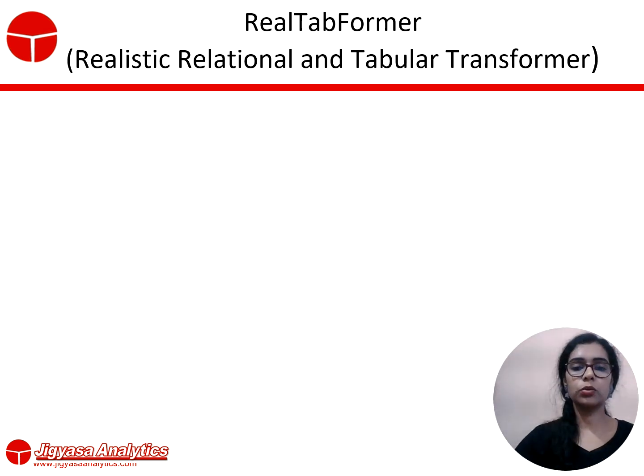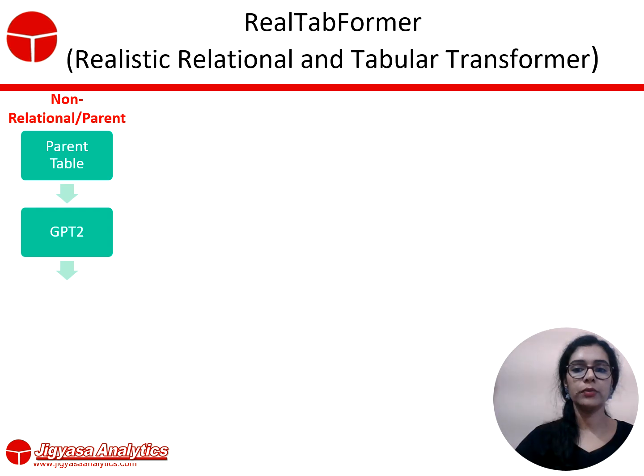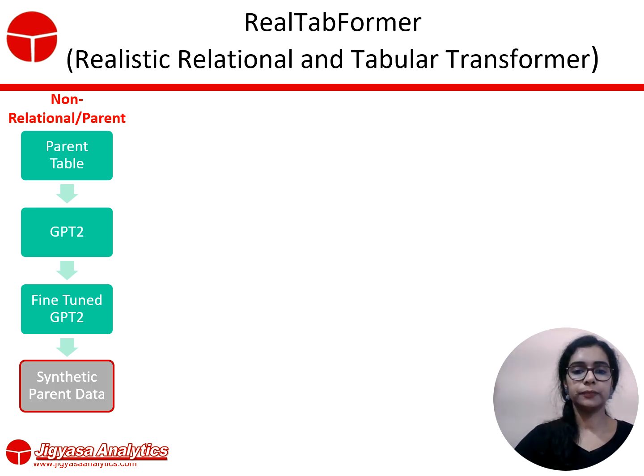Now let's take a closer look at how RealTabFormer handles relational data. Let's start with the left side, labeled as non-relational parent. The parent table is our starting point. We input it into the GPT-2 model, which is then fine-tuned on the parent table data. This fine-tuned model generates synthetic parent data.